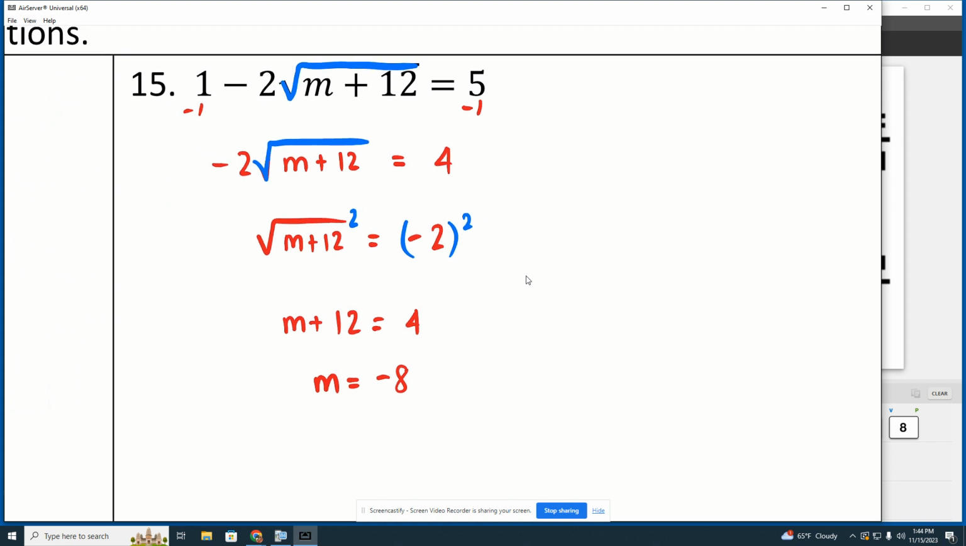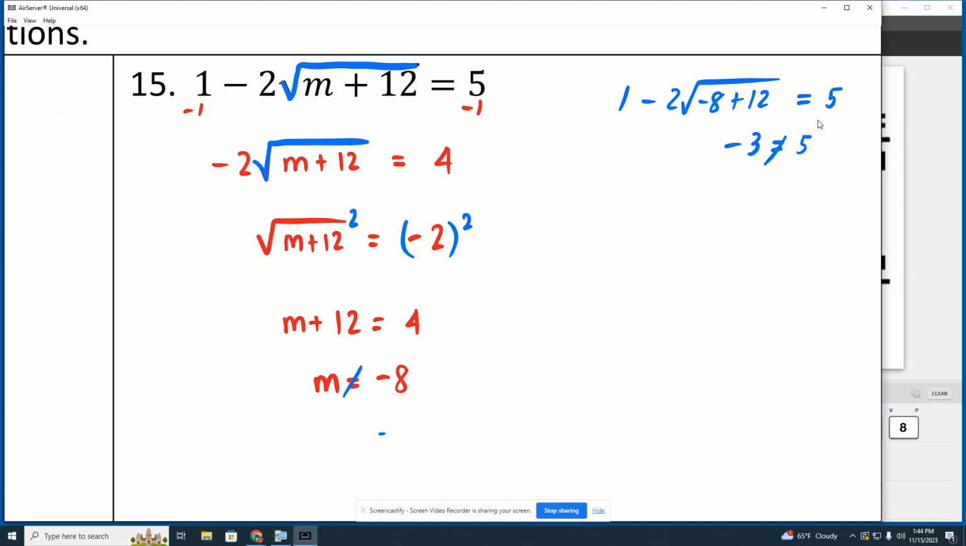Now go grab your calculator and type in there 1 minus 2 times the square root of negative 8 plus 12. And we're going to see if it does, in fact, equal 5. Well, inside here, you've got negative 8 plus 12. That right there is 4. Square root of 4 is 2. 2 times 2 is 4. 1 minus 4 is negative 3. And that definitely does not equal 5.